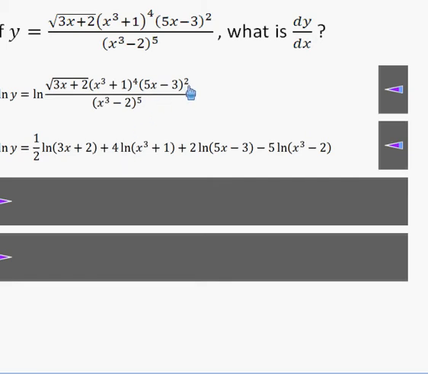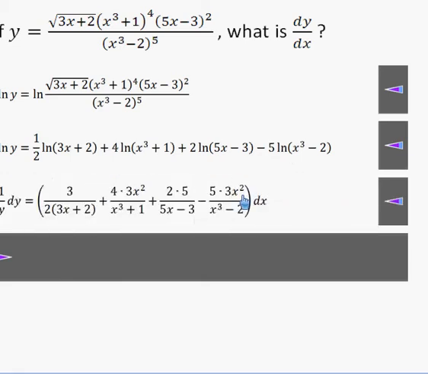plus, we still have multiplication, bring the 2 out front, and you get natural log of 5x minus 3, and then we're going to subtract, because it's all divided by this part. The 5 comes out front, and natural log of x cubed minus 2. Now we're going to go ahead and differentiate each term.